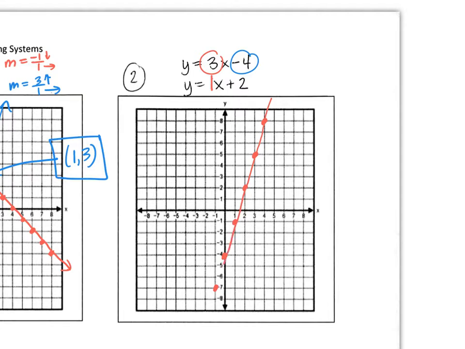Yeah, one of the common mistakes, especially if you know how to graph, is the miscounting. Looks like that's what I did there.